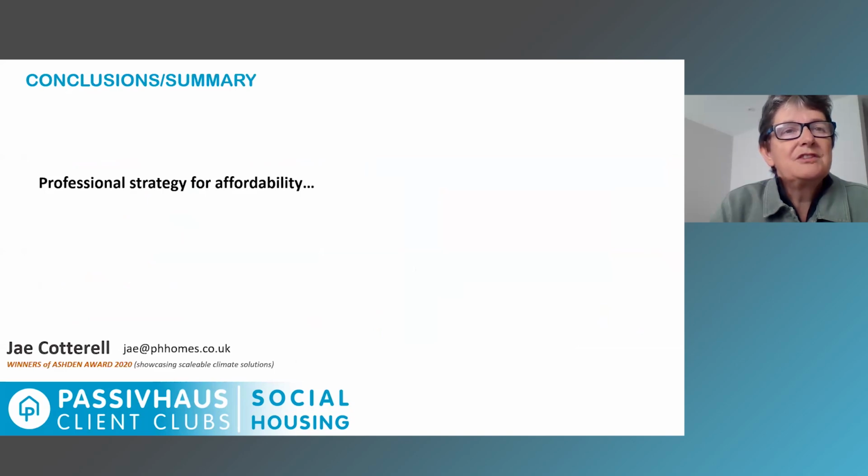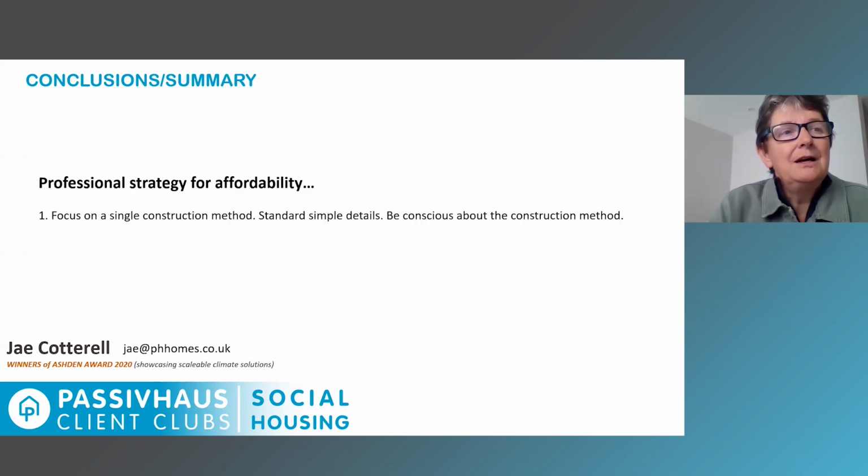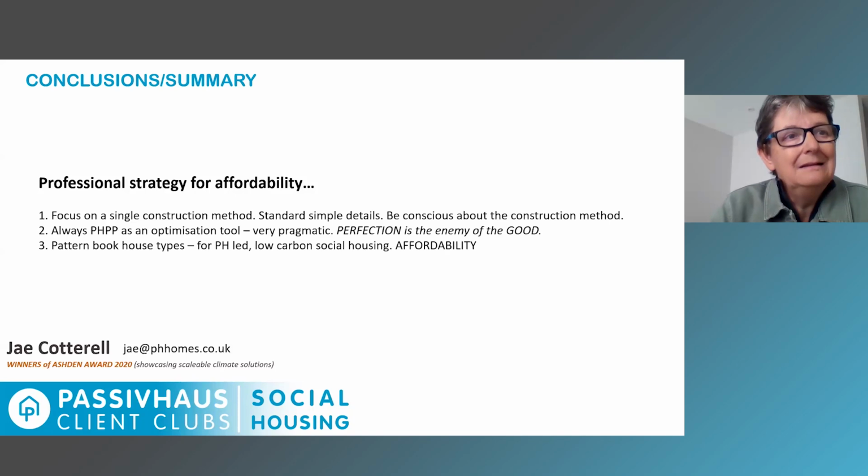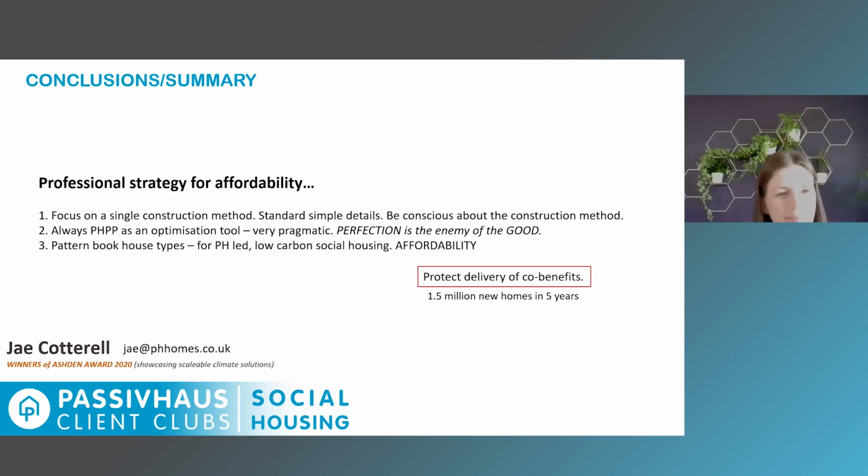So if I want to summarise that very quickly, I think there's a lot to be said for this strategy. I'm focusing really on the amount of housing that we're wanting to achieve. So focusing on a construction method, maybe a single one. If you're a big organisation, it may need to be more than just a single. Standard, simple details, being very conscious about the choice of the construction method, always using PHPP as an optimisation tool and being very pragmatic. And then looking at pattern book house types that are Passivhaus led and for affordability purposes. And then protect delivery of co-benefits.